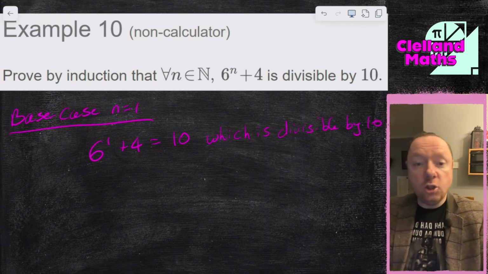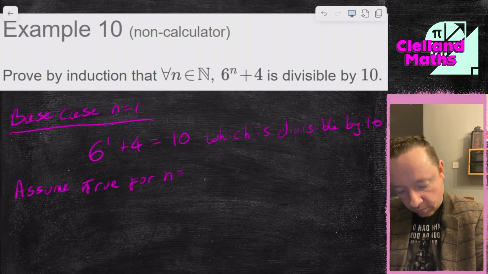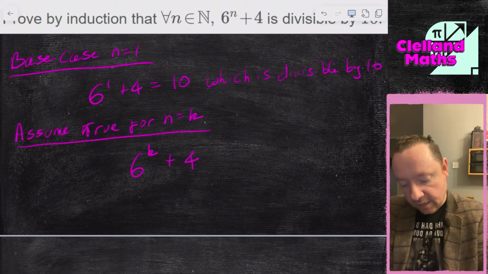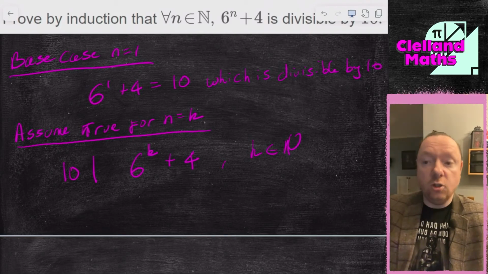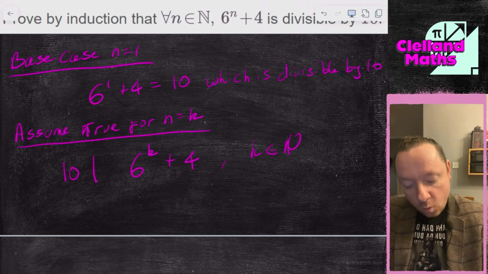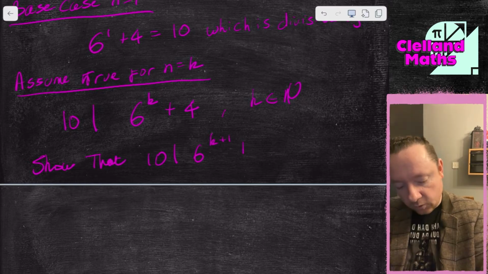So, well, let's assume it's true for n equal to k. So assume true for n equal to some letter k. That means we're saying that 6 to the power of k plus 4 is divisible by 10, for some k, a member of the natural numbers. We're just assuming that's true, and we're now going to try and show that 10 also divides 6 to the k plus 1 plus 4.